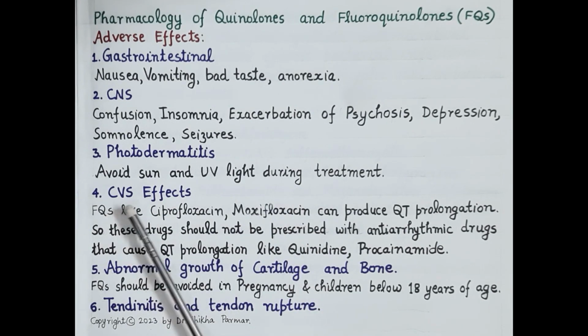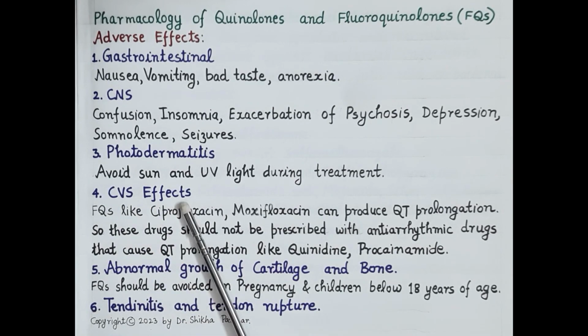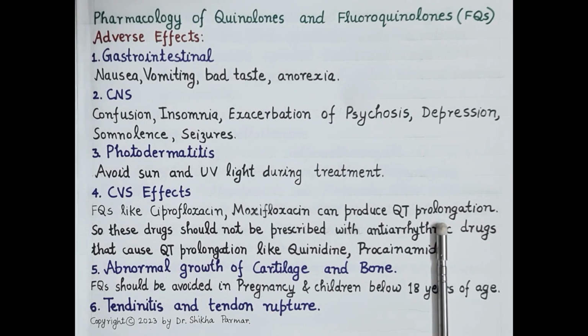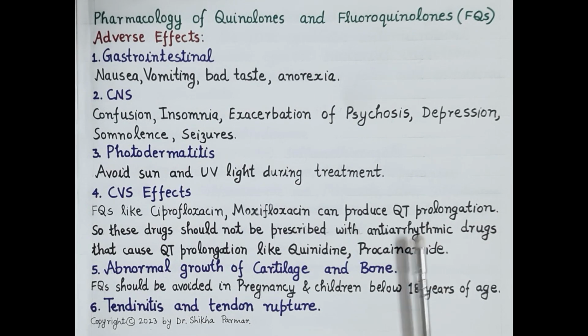Then cardiovascular system adverse effects. Now, fluoroquinolones like ciprofloxacin, moxifloxacin can produce QT prolongation. Now, QT prolongation occurs due to irregular heart rhythm. So, these drugs should not be prescribed with antiarrhythmic drugs that themselves cause QT prolongation like quinidine, procainamide.